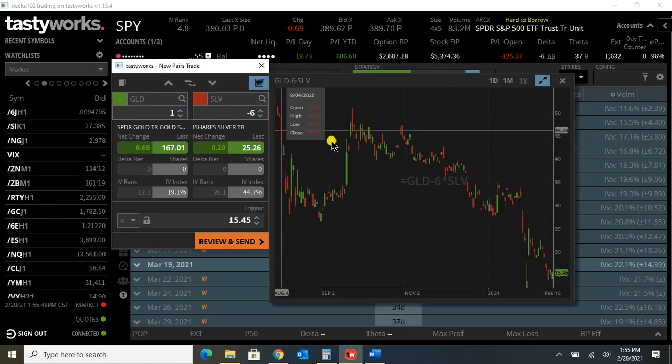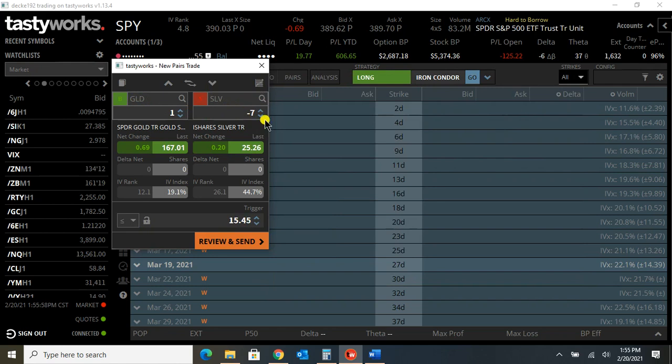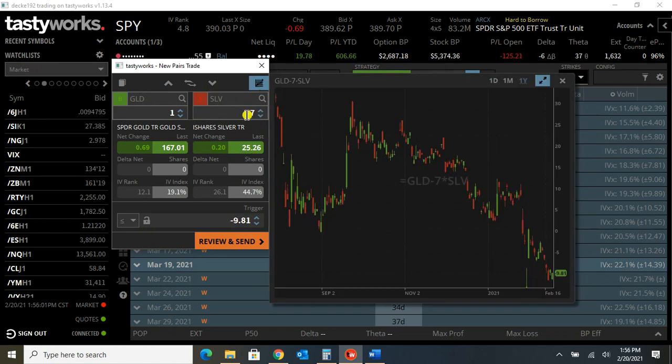If I do that chart here, you can see it's the same sort of shape. The notional value here is close to 0, and that's basically what you want here. You might do 7 if you want to get it closer to 0 notional value.